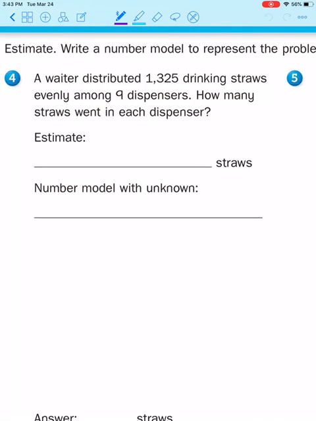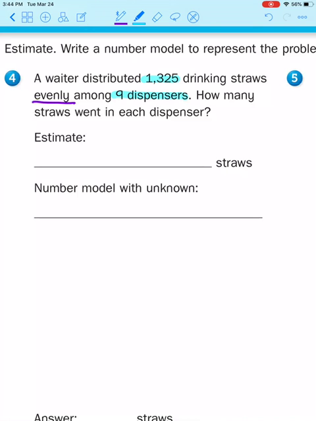We're going to be doing the same thing, except now we're using 4-digit numbers. We're dividing 4-digit numbers by a 1-digit number. Okay, I'm only going to be doing 4 and 5. So let's look at number 4. A waiter distributed 1,325 drinking straws evenly among 9 dispensers. How many straws went into each dispenser?